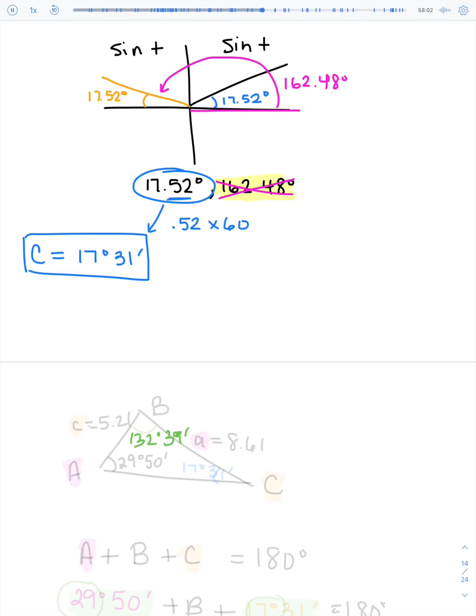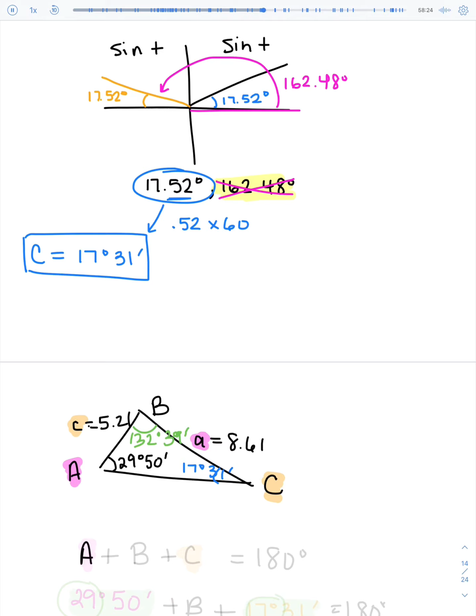Our one triangle, here it is, has now an angle C of 17 degrees, 31 minutes. So if I wanted to find angle B now, I could, because remember all the angles in a triangle have to add up to 180 degrees.